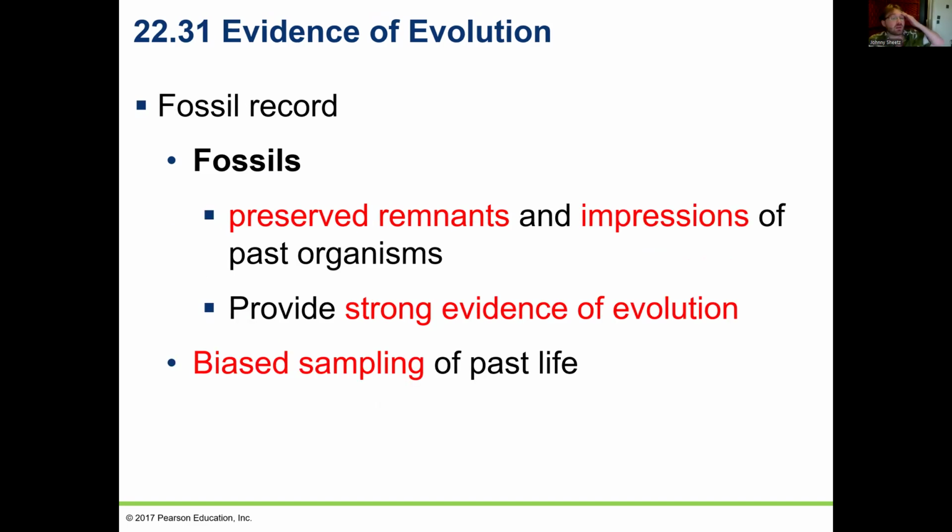Now, fossils. Preserved remnants and impressions of past organisms provide strong evidence of evolution. However, it is a biased sampling of past life. Larger animals are disproportionately represented in fossilization. It's easier for a larger bone to be fossilized. And animals with thicker and heavier bones are disproportionately represented as well. So we're missing a lot of microfauna. We're missing soft tissue. We're missing animal behavior. We're missing genetic evidence. We're missing a lot of the stuff that would allow us to verify a lot of the claims that we're making from the fossil record.